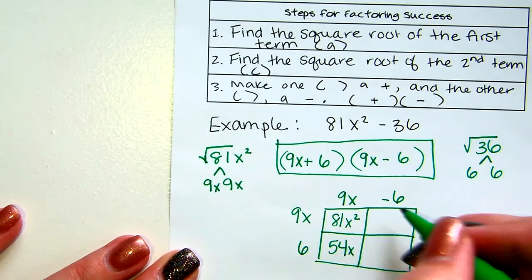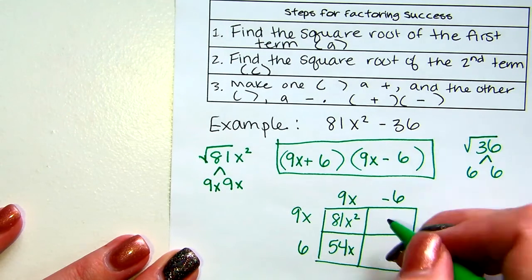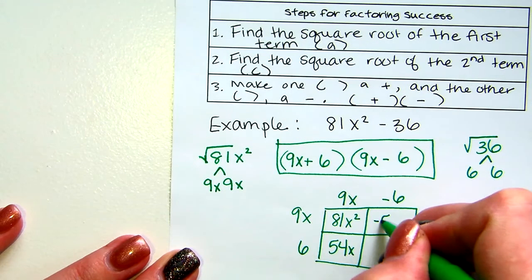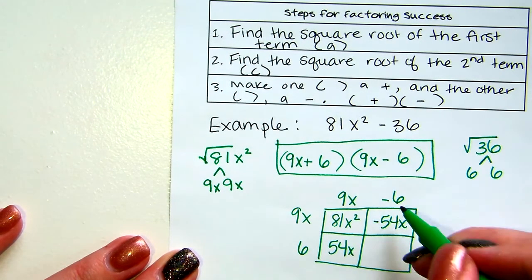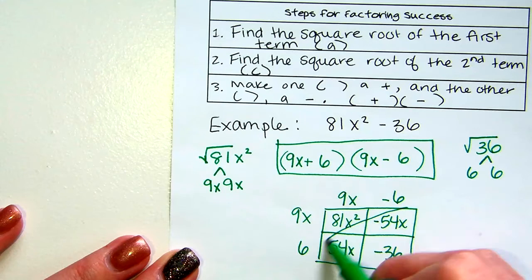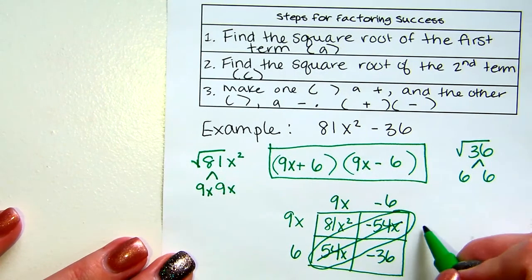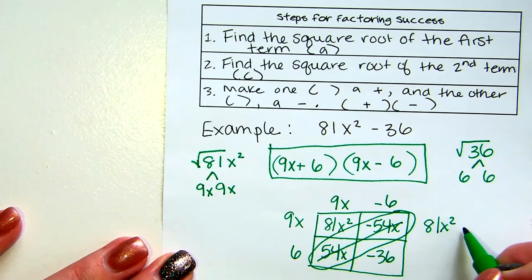Now we've got negative 6 times 9. That'd be negative 54, and I'm going to add an x, so negative 54x. And negative 6 times 6, that's negative 36. We're going to add our middle terms together. They cancel out, leaving us with 81x squared minus 36.